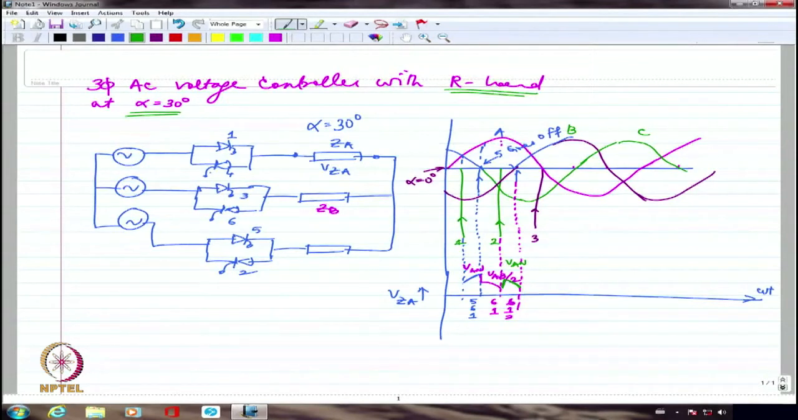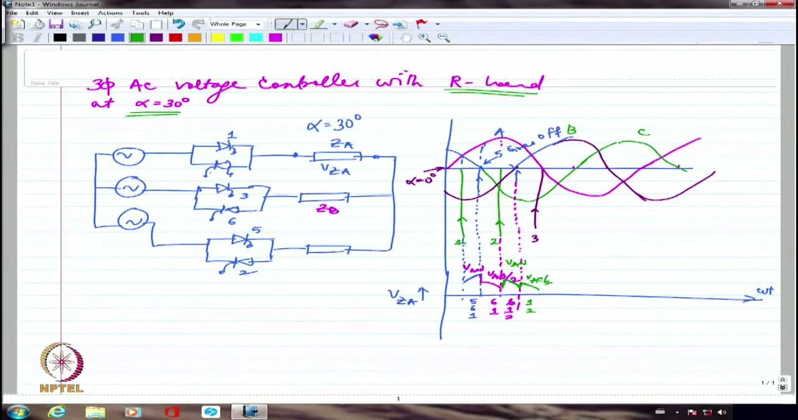But will there be any zero voltage at all? That we have to check. So if I say that 1 and 2 are conducting here, maybe I am going to have, this is VAC by 2, maybe. I don't know the magnitudes. I have to analyze it clearly. Unless I really analyze the magnitudes, it's difficult. After this, 1 and 2 have conducted. Now 1, 2, 3 will conduct.